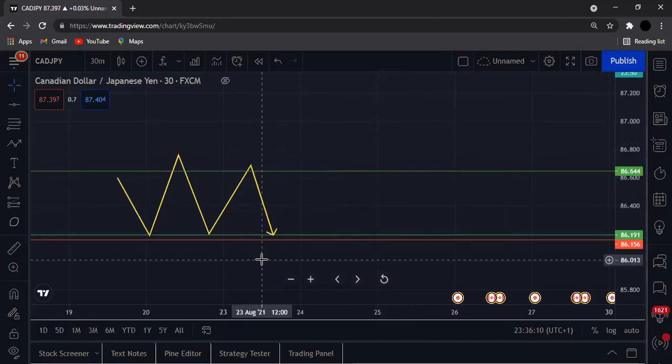Ideally, the banks do not want you to gain from the market. So if every trader should place a buy trade here, then there will be no one to sell. And for you to buy, you must have someone at the other end selling.